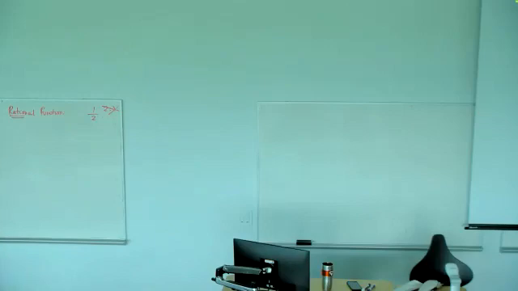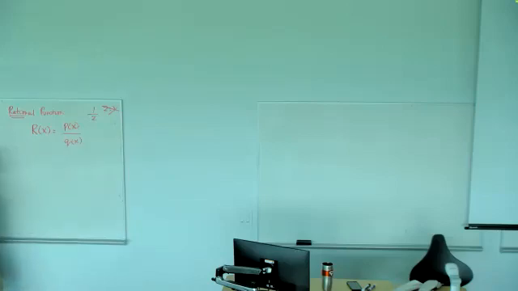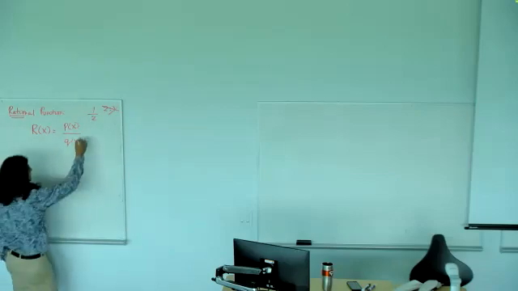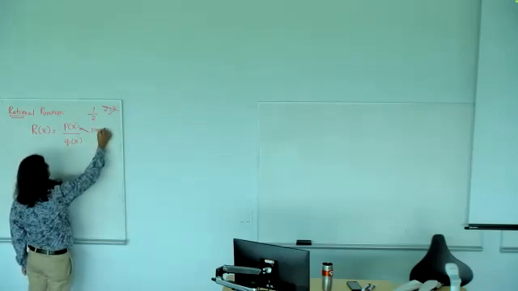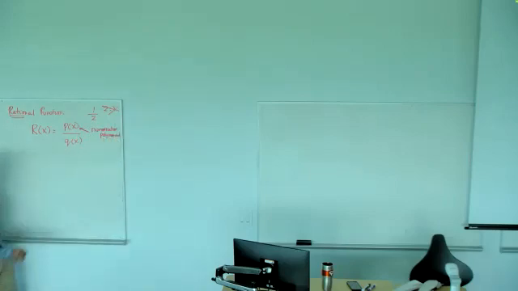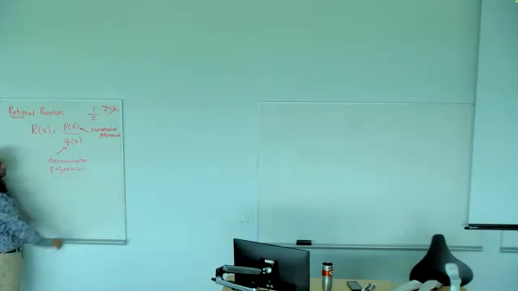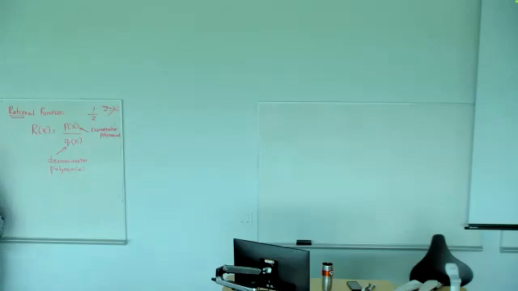So a rational function is simply any function that is of the form p of x divided by q of x. Typically, this is the numerator polynomial in this part. We don't look at other types of functions, at least not yet. That is the denominator polynomial. Both of them are polynomials.